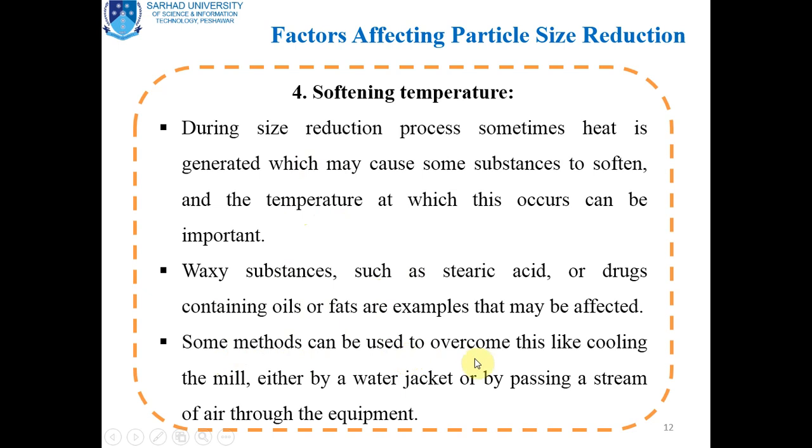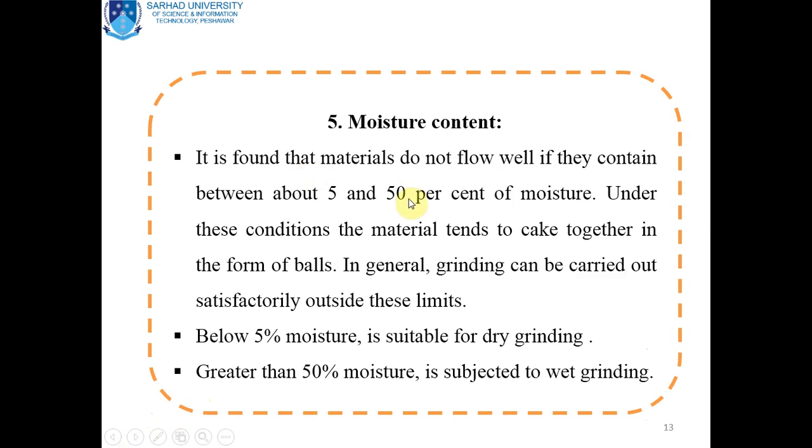Some methods can be used to overcome this, like cooling the mill in order to avoid the temperature increase, either by a water jacket or by passing a stream of air through the equipment. We want to reduce the temperature and cool the mill; that is one way to minimize this effect. Moisture content also affects the particle size reduction or milling.